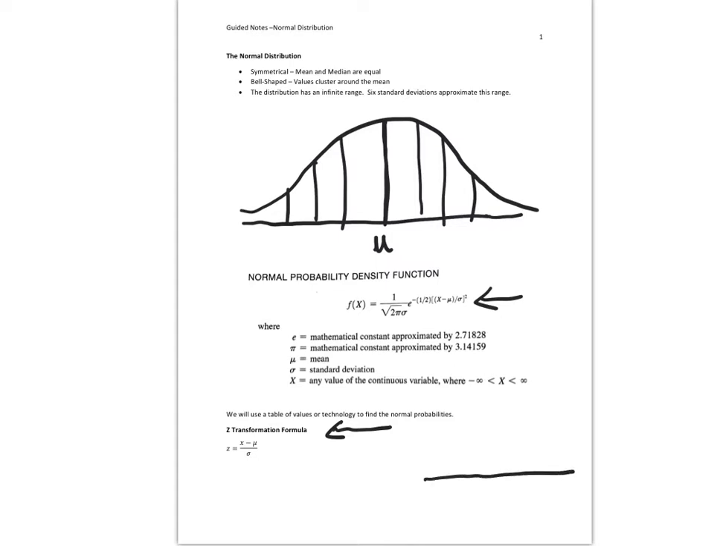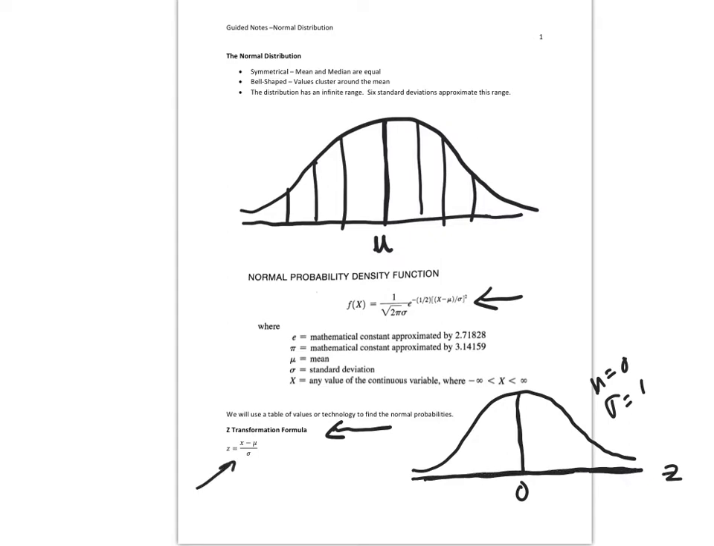Once you transform or standardize your x value into a z, the mean is always 0 and the standard deviation is 1. The mean is 0 and the standard deviation is 1. And your calculated z value will be on this horizontal axis. But you know it's standardized because the mean will be 0 and the standard deviation will be 1.